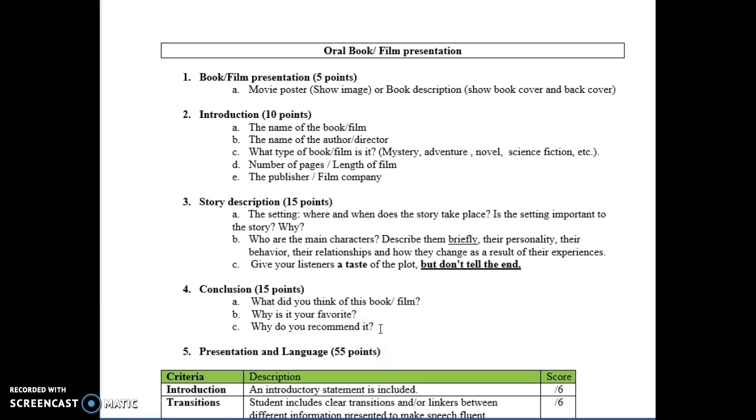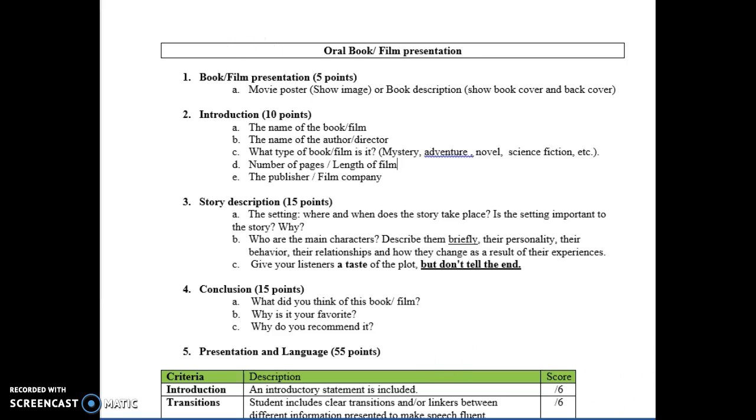Finally, in terms of content, there should be a conclusion. So the conclusion is basically answering three questions: what you think of the book or the film. This has to do with describing what sensation it causes in you, why it's your favorite, and why you recommend it. Okay?